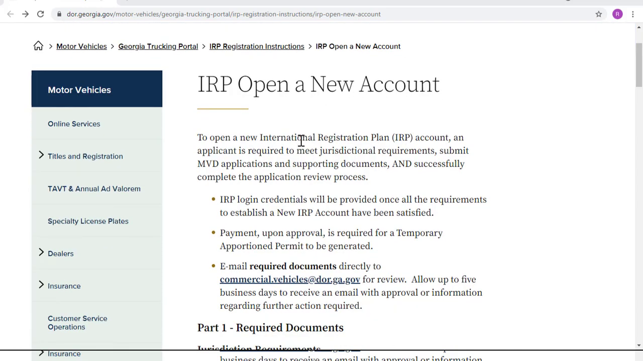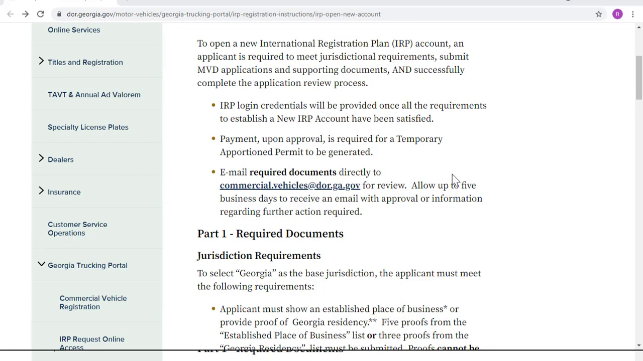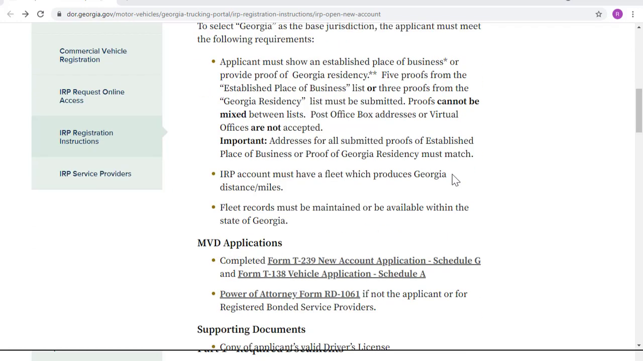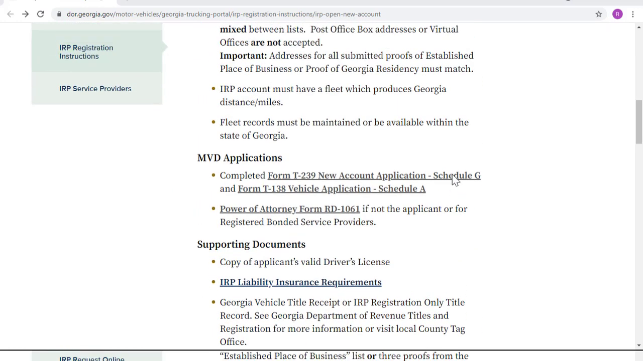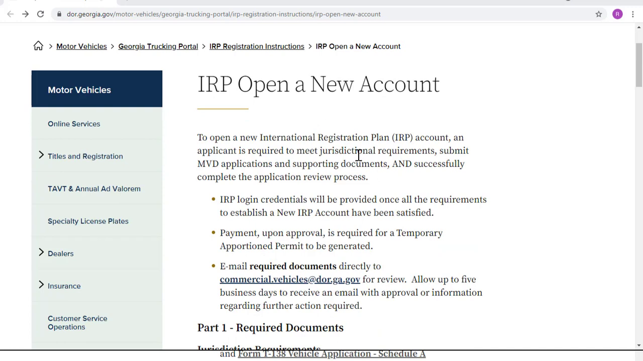To open a new International Registration Plan account, that's your apportioned plate, aka tag. In order to open up this IRP account so that you can get your apportioned plates, there are a couple of steps you need to do to get this done. It's going to happen very logically and methodically once you have the things you're supposed to have down pat.